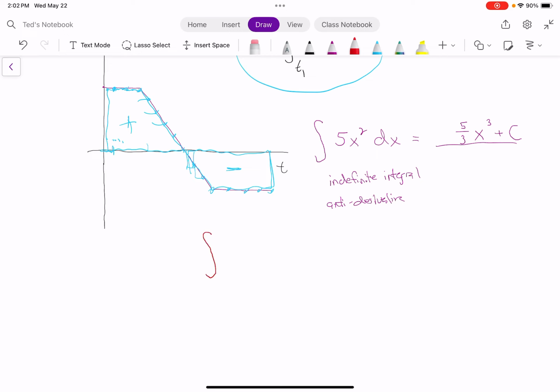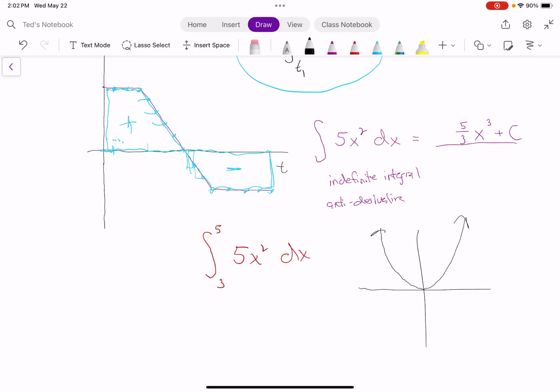integral. So let's say we wanted to integrate 5x squared dx, but we specifically wanted to integrate from 3 to 5. That is, we're going to start at x equals 3 and go to x equals 5. So what would this look like on a graph? We'd start with that function, 5x squared. The function 5x squared looks like a parabola.